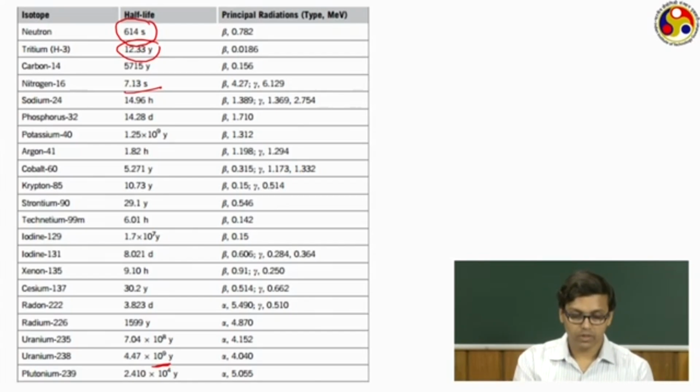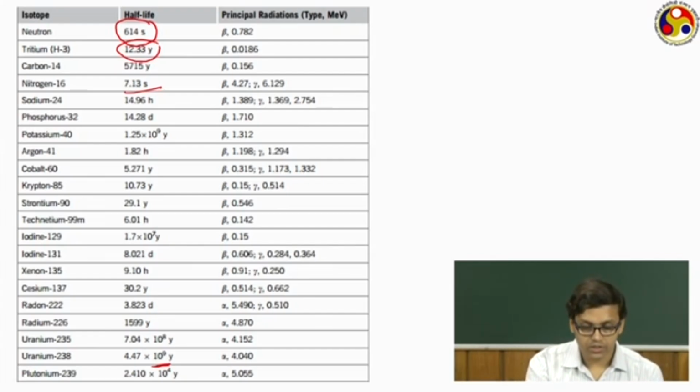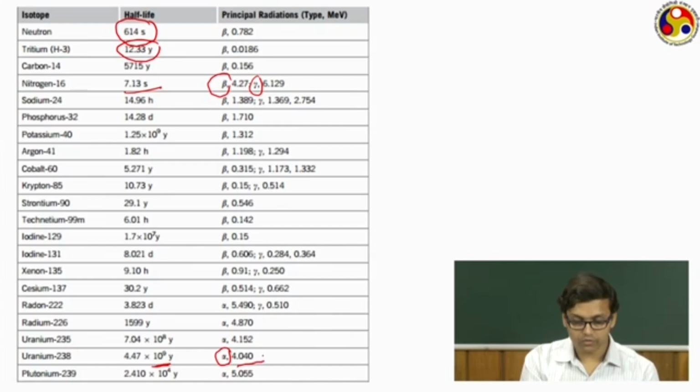But some of them can definitely be much larger. And the last column in this table shows the principal kind of decay that they suffer. Nitrogen 16 is generally associated with the emission of beta and also gamma rays, whereas uranium 238 is generally associated with alpha decay, which releases 4.040 MeV of energy.